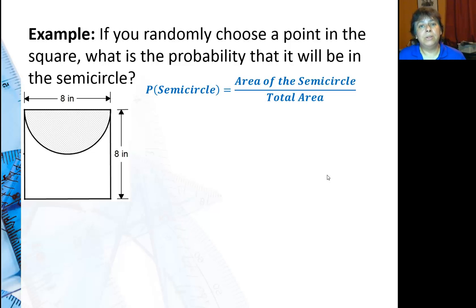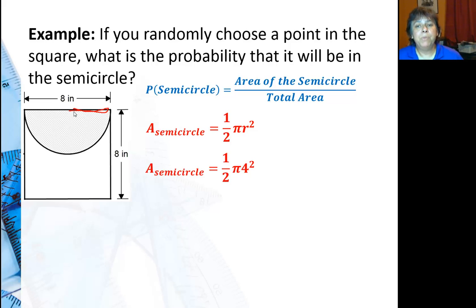So first of all, let's start off with our probability idea. The probability that something's in the semicircle, and oftentimes we'll say P with parentheses and the event in there, equals the area of the event, the semicircle, over the total area. So first of all, let's find the area of the semicircle. That's going to be 1/2 a circle, or 1/2 pi r squared. You can probably tell that the radius here is going to be 1/2 of the 8 inches, so it's 4. Substitute that in, 1/2 pi times 4 squared. 4 squared is 16. 1/2 of 16 is 8.